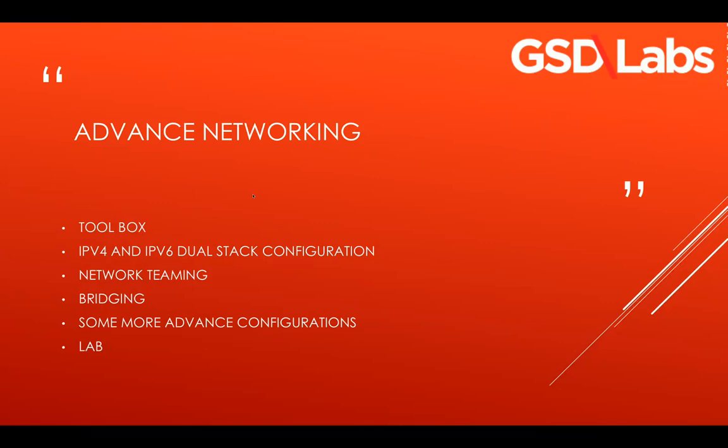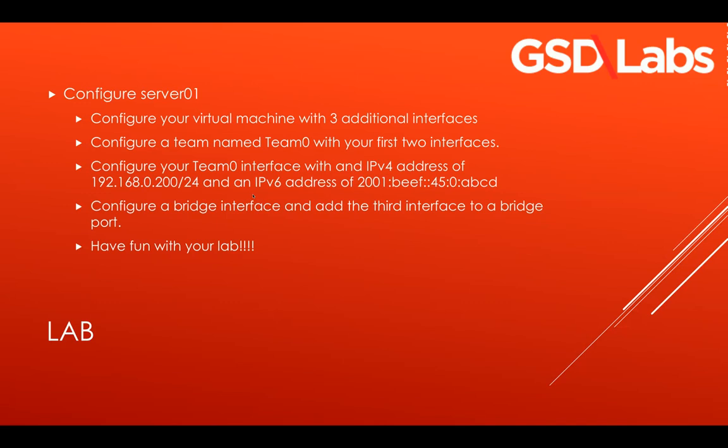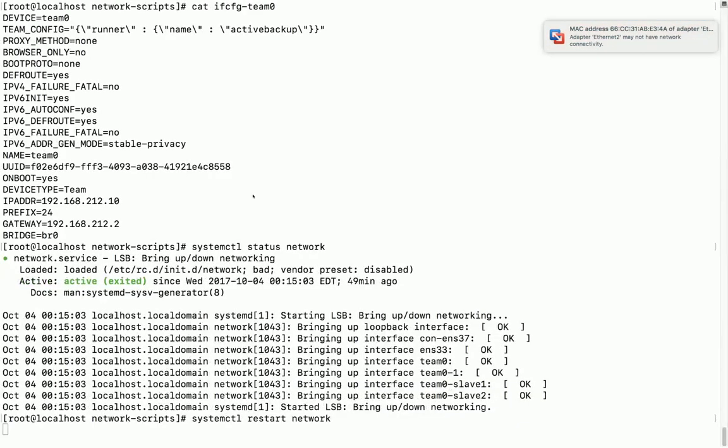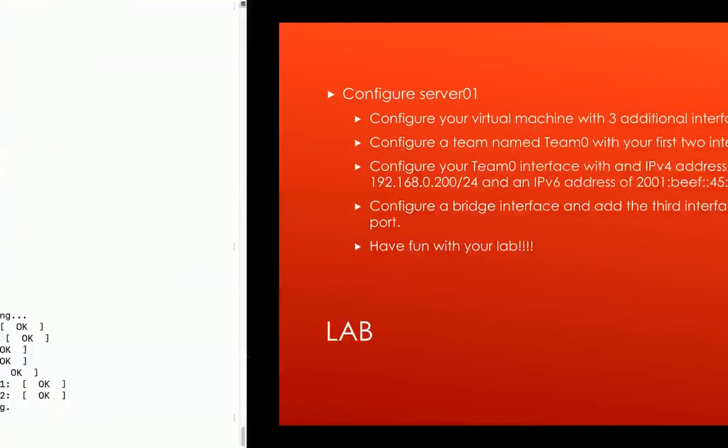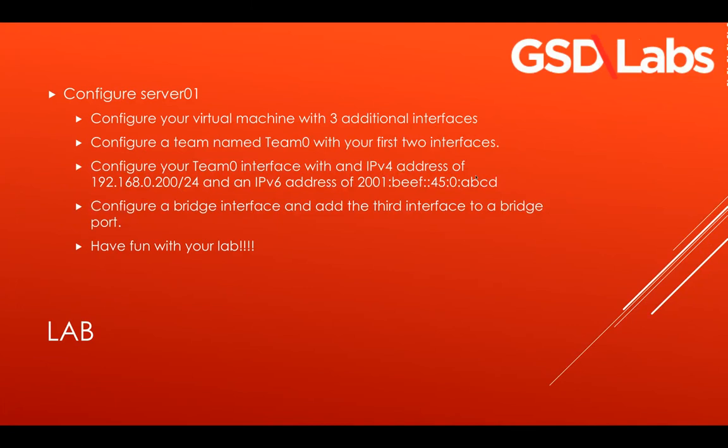talk about the lab. So the lab, okay, this is complaining a bit. So the lab is a very simple configuration. It's telling you to take server 1 and add 3 additional interfaces, and then to configure a team named team0 with 2 interfaces associated with that team, and then configure your team0 interface with an IPv4 address, and I'm giving you a suggestion here of 192.168.0.200 and an IPv6 address of 2001 and BEF 450 ABC, right?